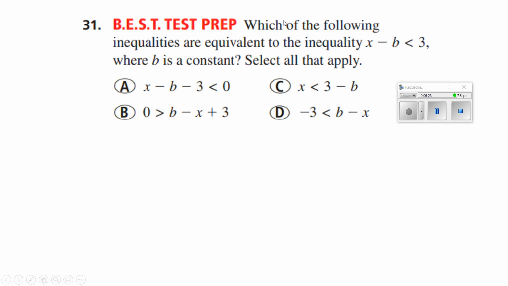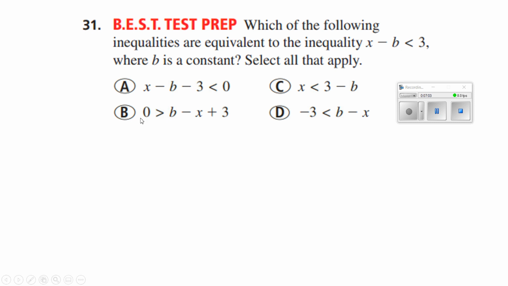Number 31 says, which of the following inequalities are equivalent to the inequality x minus b is less than 3, where b is a constant? Select all that apply. All right, remember, it says which of the following inequalities are equivalent to this inequality. If it's equivalent, it means it's going to come out the same, right? So let's see, if I was to go ahead and get b by itself, on this one, I could take minus 3 from this side, which means I take minus 3 from this side.